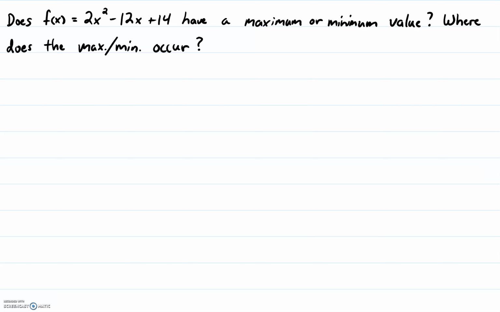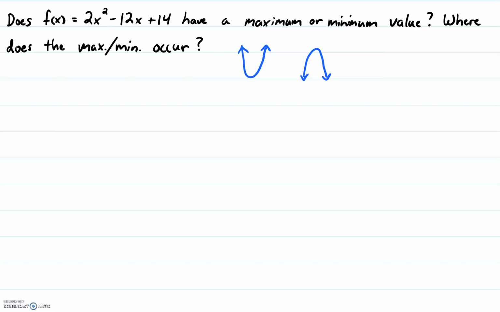So we have a quadratic, we have 2x squared, so to the second power, and we have no other powers higher than that. And we have a linear term and a constant term. So we know this is a quadratic, and we know the graph of this is going to be a parabola. It's going to be a U shape, either a U opening up or a U opening downward.